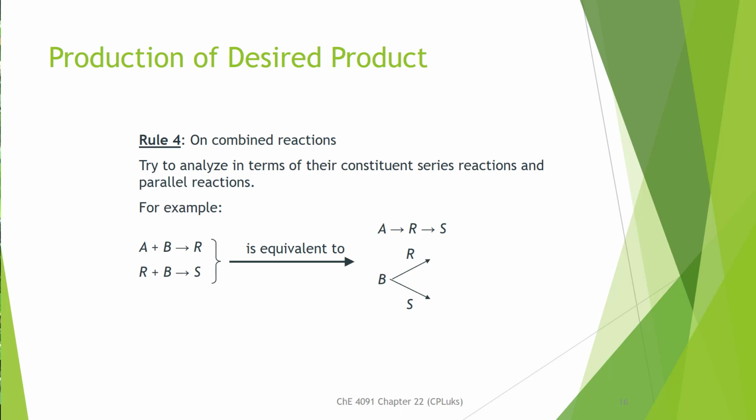When we have combined reactions, try to analyze them in terms of their constituent series reactions or parallel reactions. It's easy to understand what to do with A going to R, which then makes S. And it's easy to understand what B going to R or S will do. It's complicated to analyze what happens with A plus B making R and R plus B making S. So breaking them apart into these series and parallel steps makes it much easier to figure out what you should do.